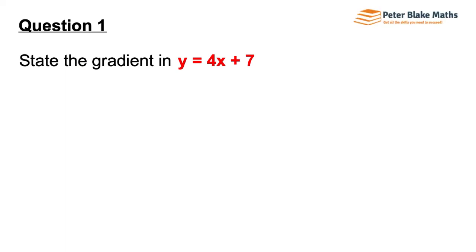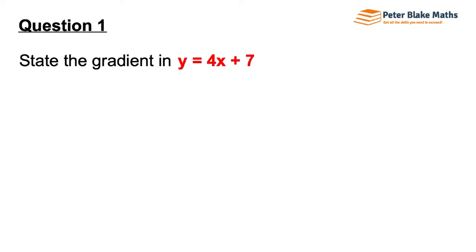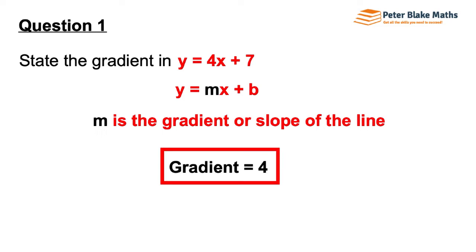Question 1. State the gradient in y equals 4x plus 7. If a linear expression is in the form of y equals mx plus b, the m number is the gradient. So in this case, m is the slope of the line or the gradient of the line. Once it's in that format, and this question was already in that format, we can just pick out that the gradient is 4.